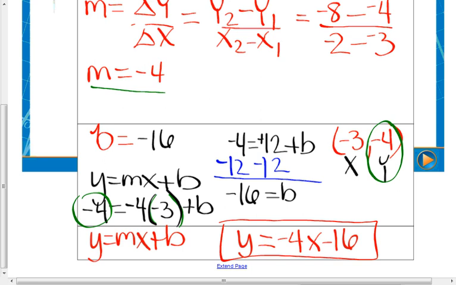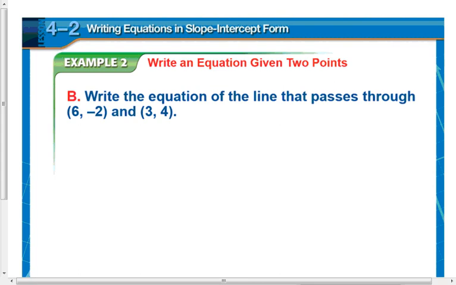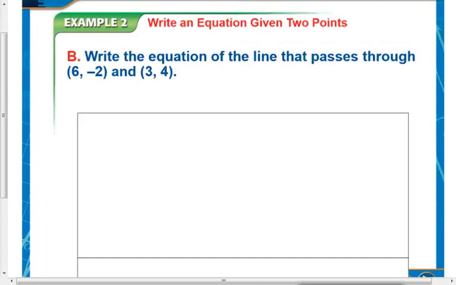Here we go. Example 2b. This is on the back side of your notes. Again, we're given 2 points. Okay, so we want to solve for m. It's the same process. We got m, we got b, we plug it in.